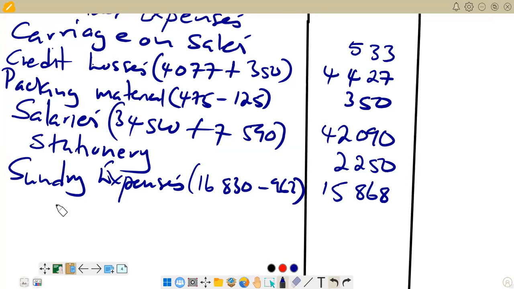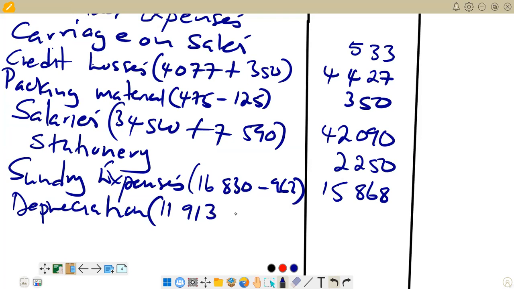So we come to the answer section. We are now saying depreciation. Right, in brackets, we show the working: 11,913 plus 12,880. Right, you add the two, you're going to get 24,793. Right, so this is what we have.